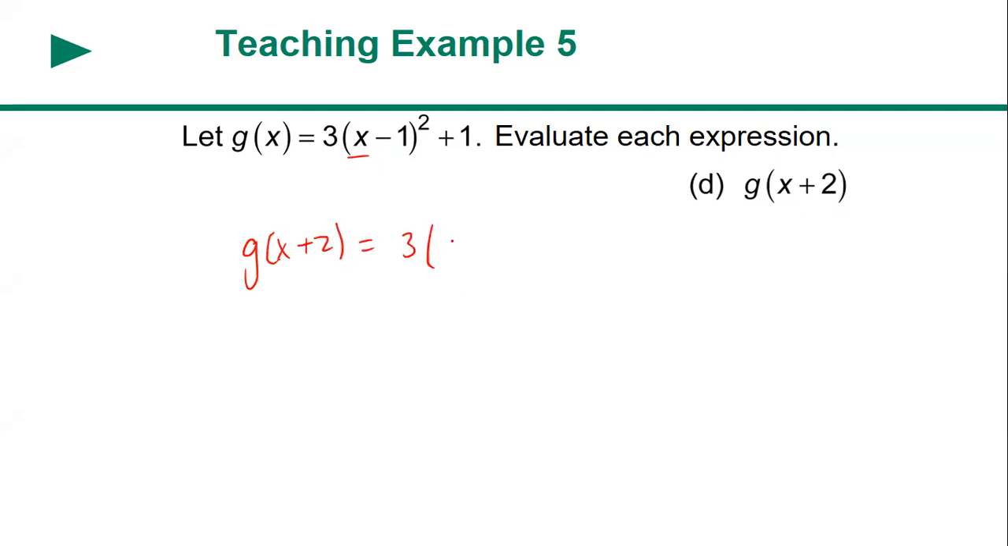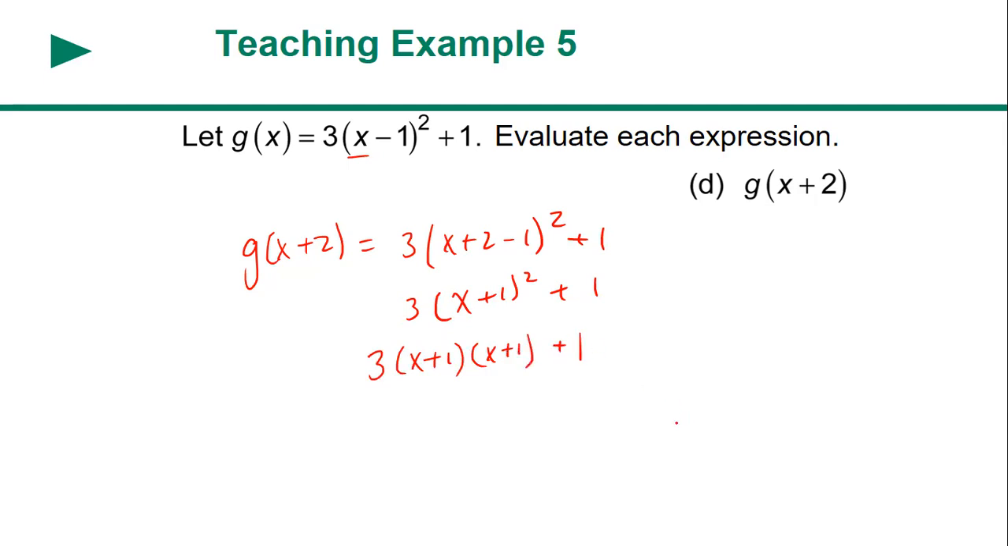So we have 3 parentheses, x plus 2 minus 1 squared plus 1. That's going to give me 3 parentheses, x plus 1 squared plus 1. All right, so it's going to tell you to fully simplify in the little blue thing. This is not simplified form, okay? Simplified form means that you have eliminated parentheses and combined all like terms. Does that make sense? So this will look like 3 times x plus 1 times x plus 1 plus 1.